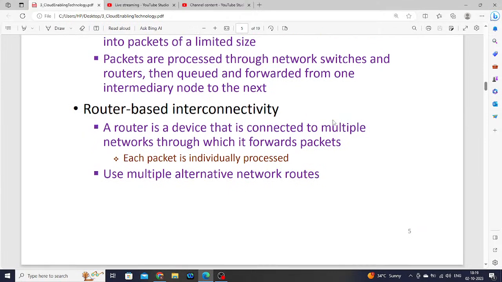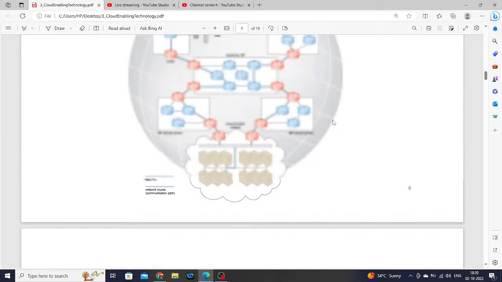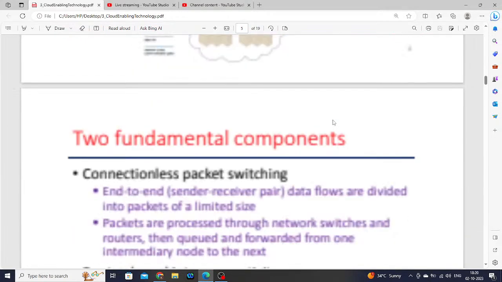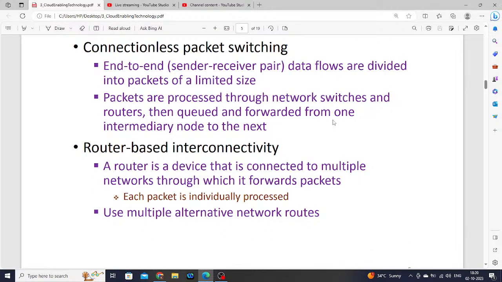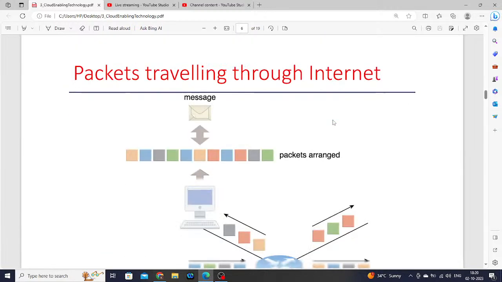Router-based interconnectivity means the router is a device connected to multiple networks, through which it forwards packets. These are the routers in this diagram. Routers are connected to multiple devices and provide connectivity to the services in the form of packets. Each packet is individually processed and uses multiple alternative network routes, as packets travel through the internet.